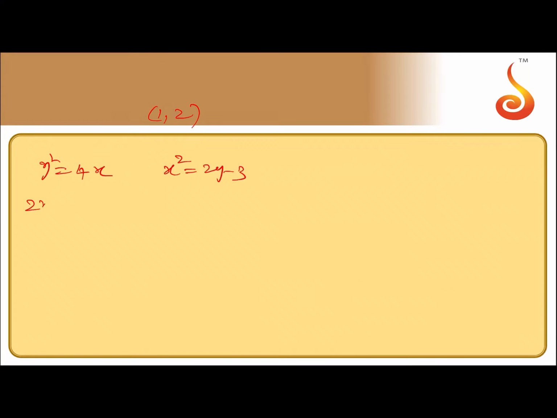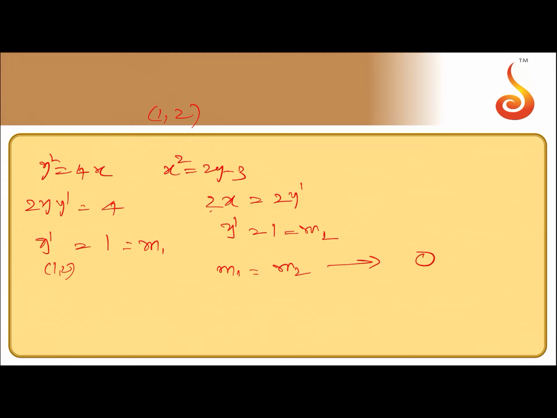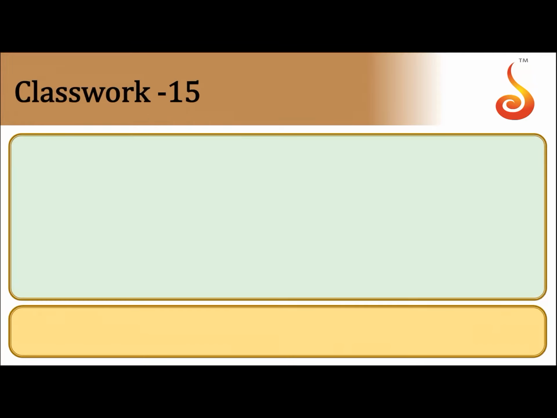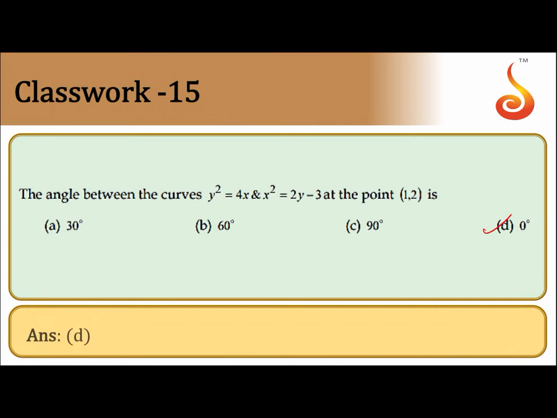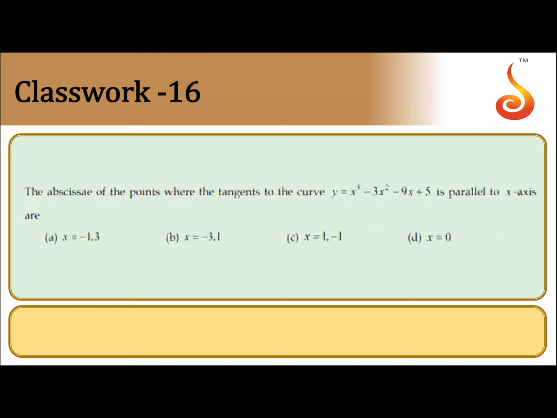2. Okay, let me take up 2y y dash is equals to 4 derivative, and y dash at the point 1 comma 2, y is equals to 2. Substituting, you'll be getting 1. This is nothing but m1. And 2x is equals to 2y dash. X equals to 1, when you substitute, y dash is equals to 1, that is m2. Clearly you could see that m1 is equals to m2, therefore angle between them is equals to 0 degrees. They touch each other at the point.